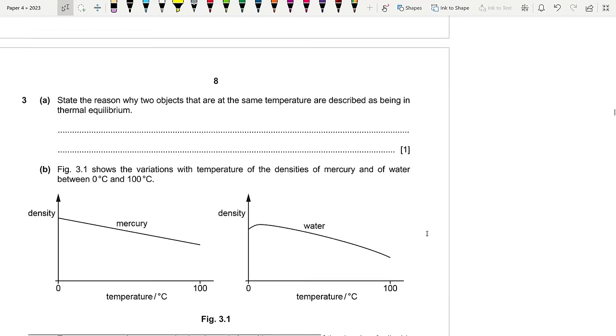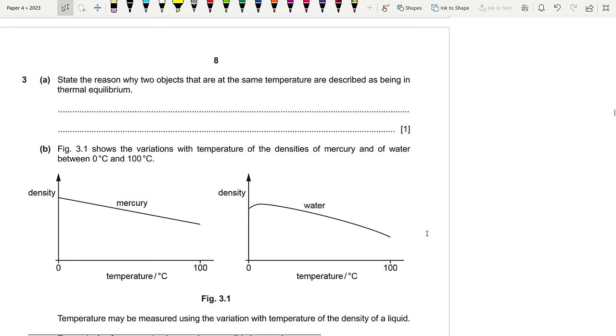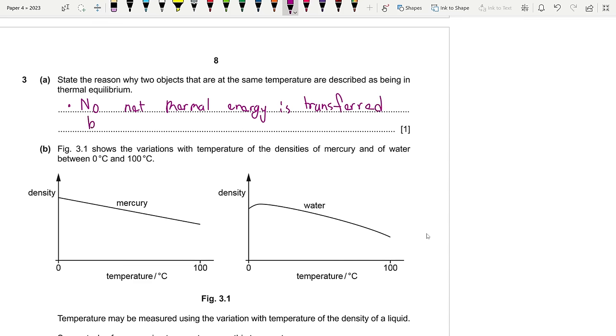Okay, moving on to question number 3. State the reason why two objects that are at the same temperature are described as being in thermal equilibrium. Okay, this is really important. To be in thermal equilibrium, there must be no net thermal energy transferred between two objects. So there is to be no net thermal energy is transferred between them.